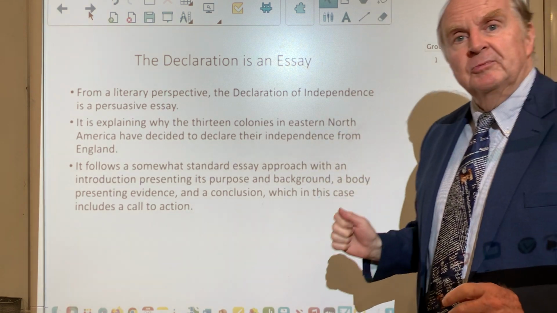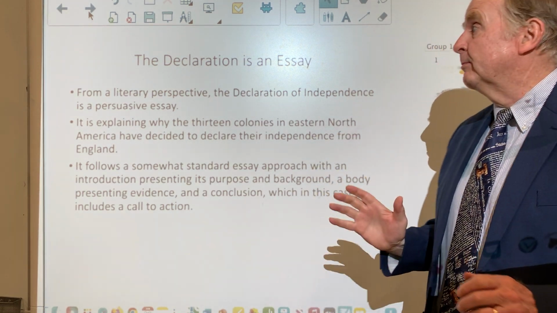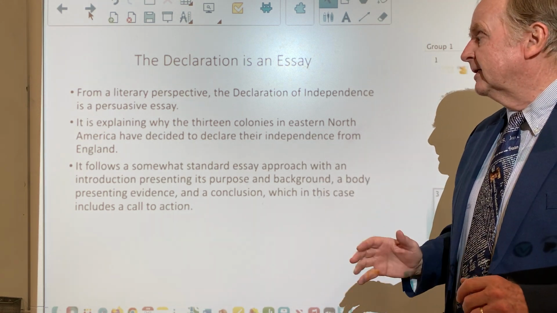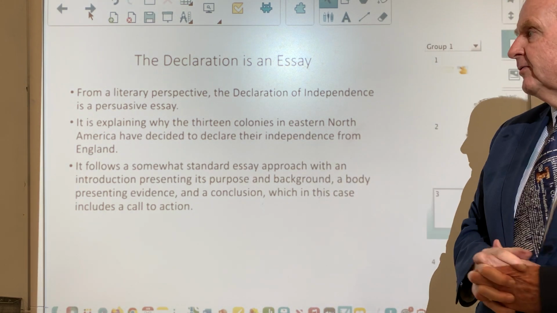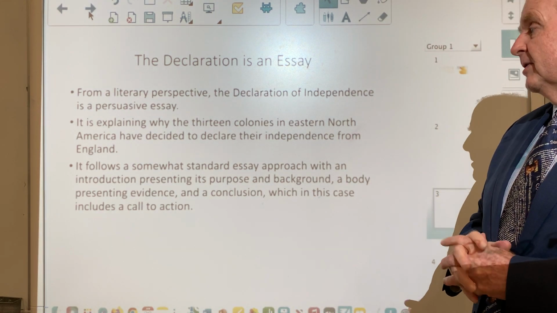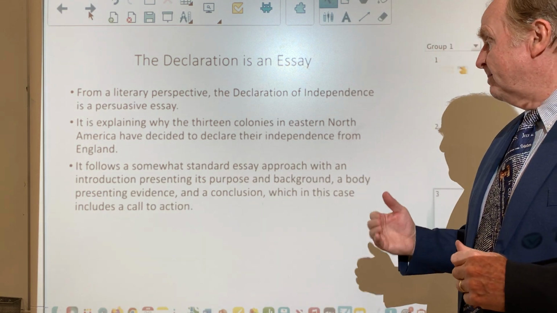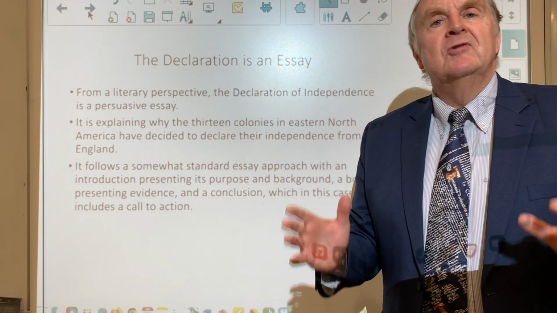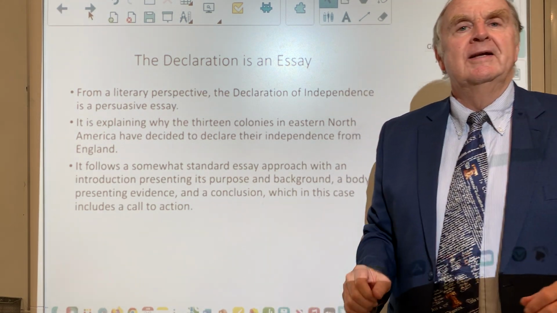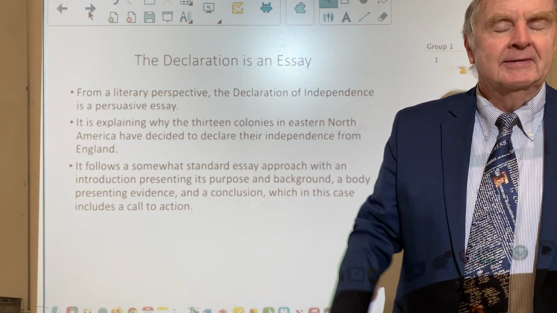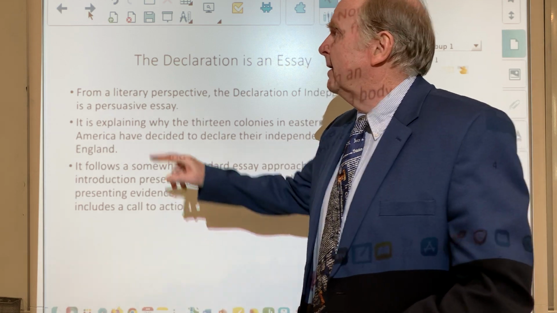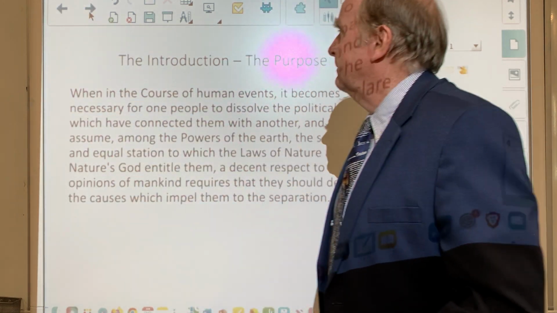Now, from a literary perspective, the Declaration of Independence is a persuasive essay. It is explaining why the 13 colonies in Eastern North America have decided to declare their independence from England. And it follows a somewhat standard essay approach with an introduction presenting its purpose and background, a body presenting evidence, and a conclusion, which in this case is a call for action for independence of the colonies. So if you look at it that way, then it helps us to understand what is going on.